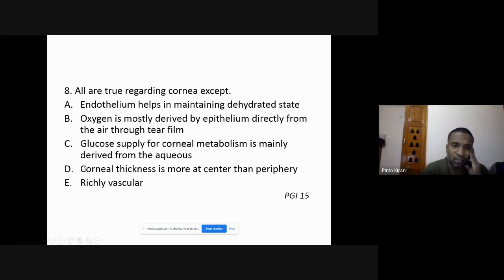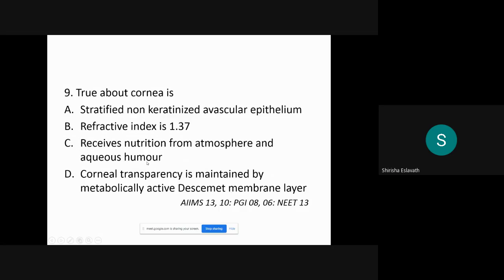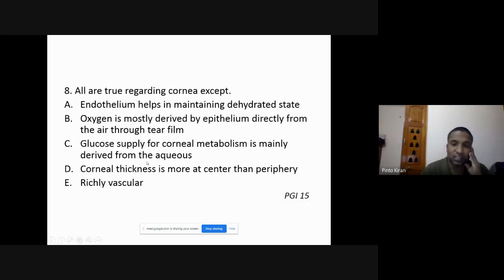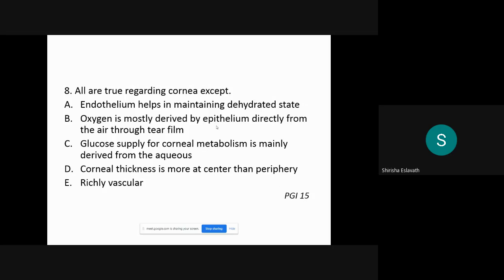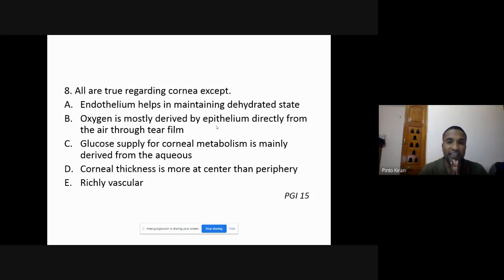This is the wrong answer. Corneal thickness is more at the limbus and in the periphery, but in the center it's thin. And how much is the corneal thickness in the center? 0.52. You go according to the microns.